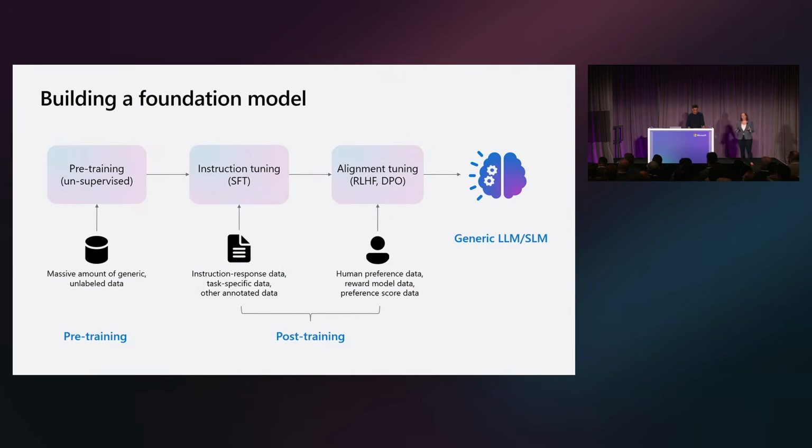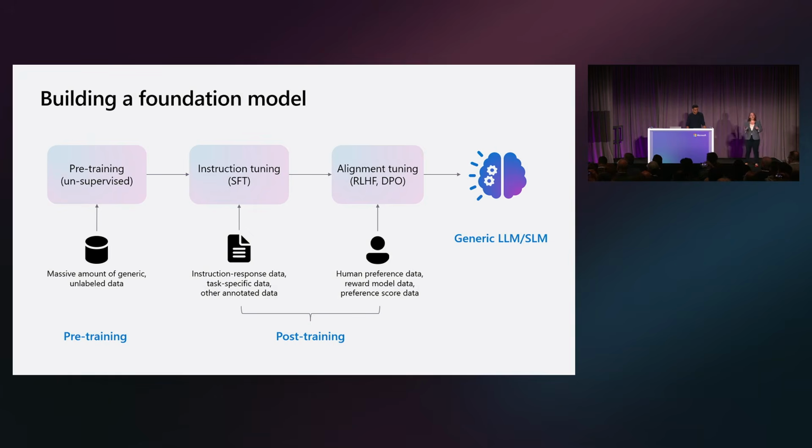When we talk about how you build a foundation model, there's really kind of two steps, pre-training and post-training. You start off with massive amounts of unlabeled data that you're just doing next token prediction. Then, post-training, you teach the model how to behave. You do instruction tuning, where you give it prompts and responses of this is how I expect you to respond.